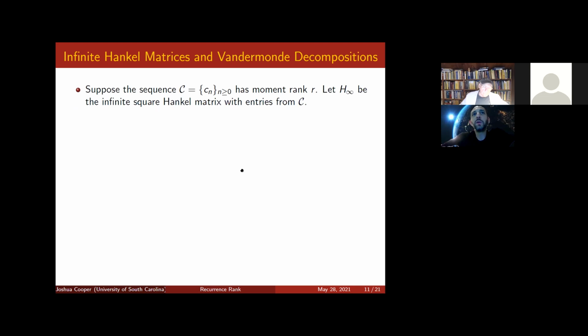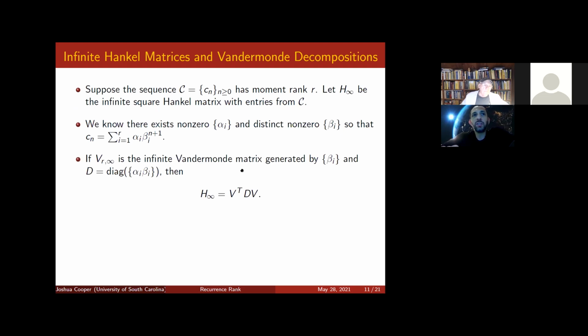If you populate an infinite matrix with those entries, then you can write the c_n as the powers that we're aiming for with the definition of moment rank. Let's define V sub R infinity, or I'll just call it V, to be the infinite Vandermonde matrix generated by the beta_i. So this has the powers of beta_i in the ith row.